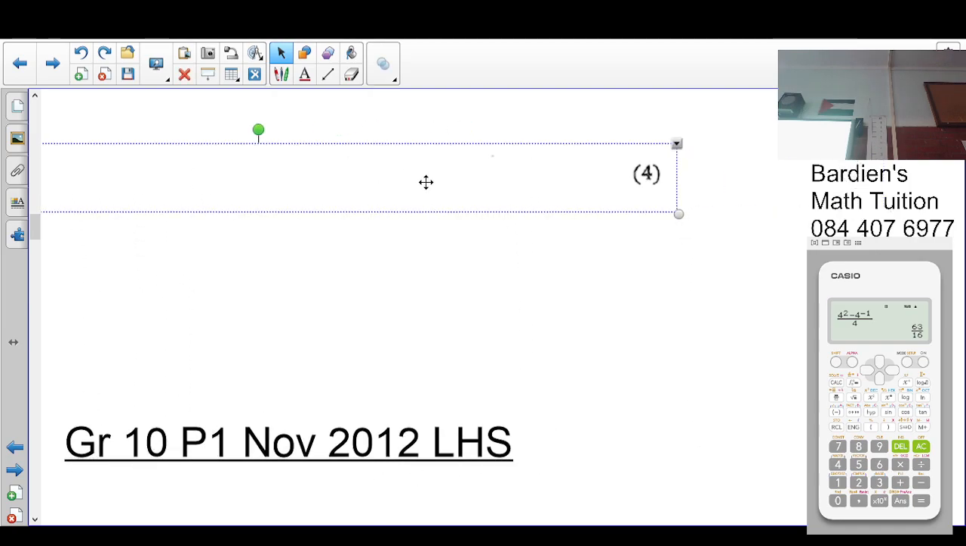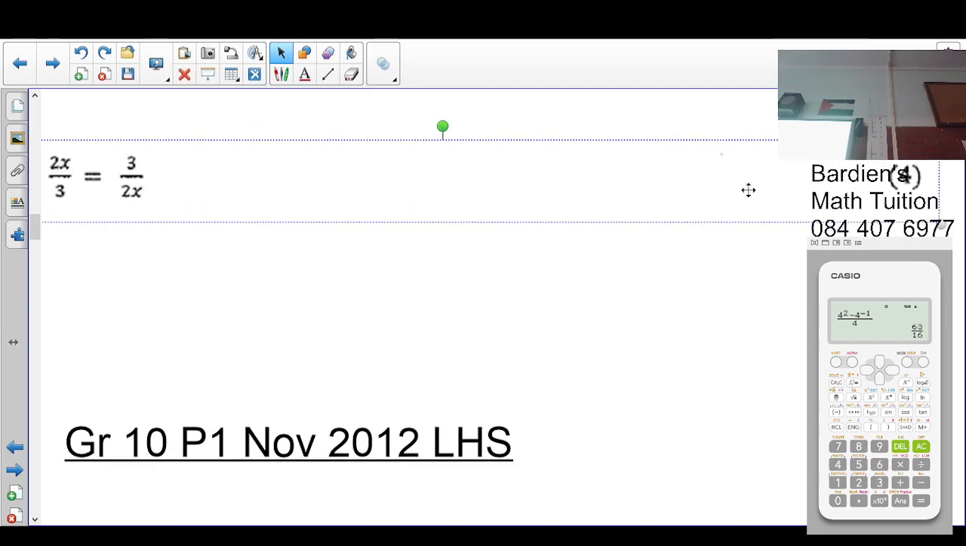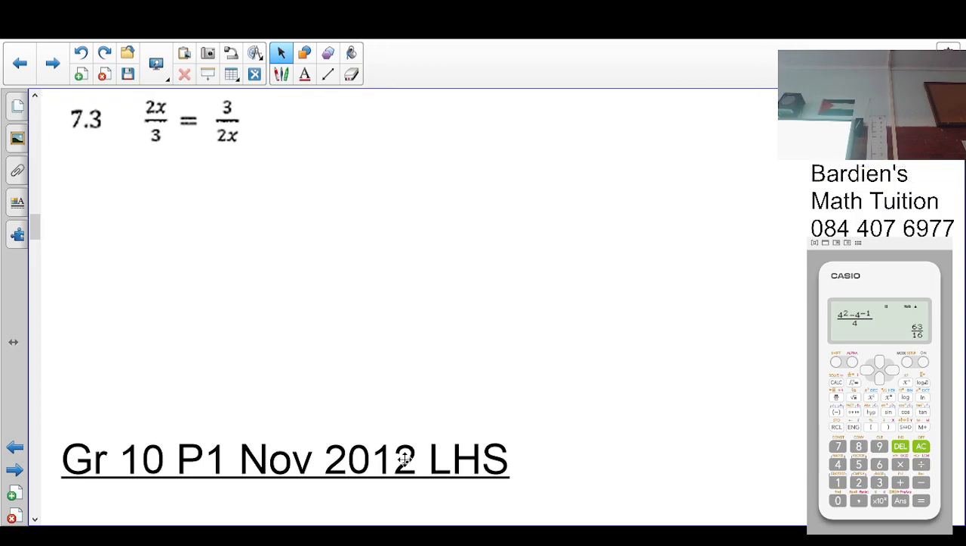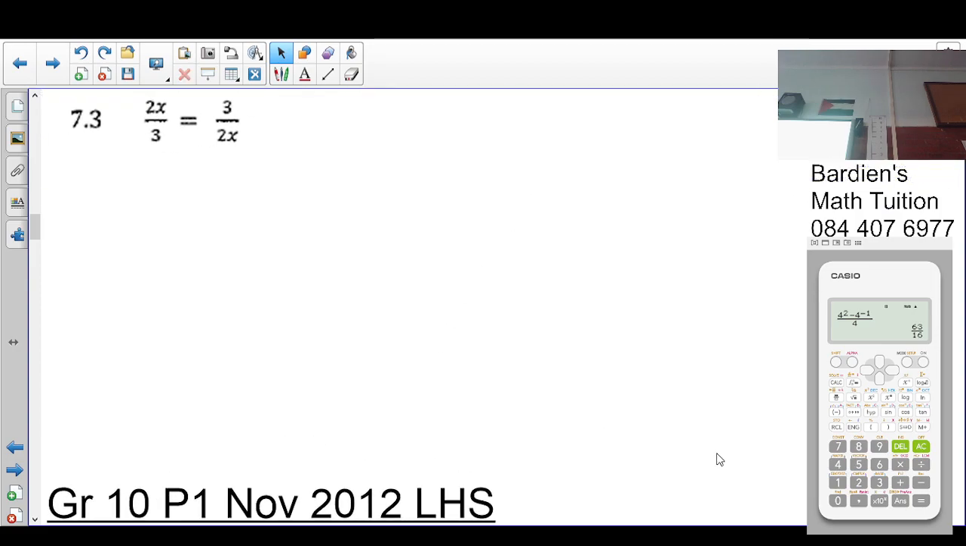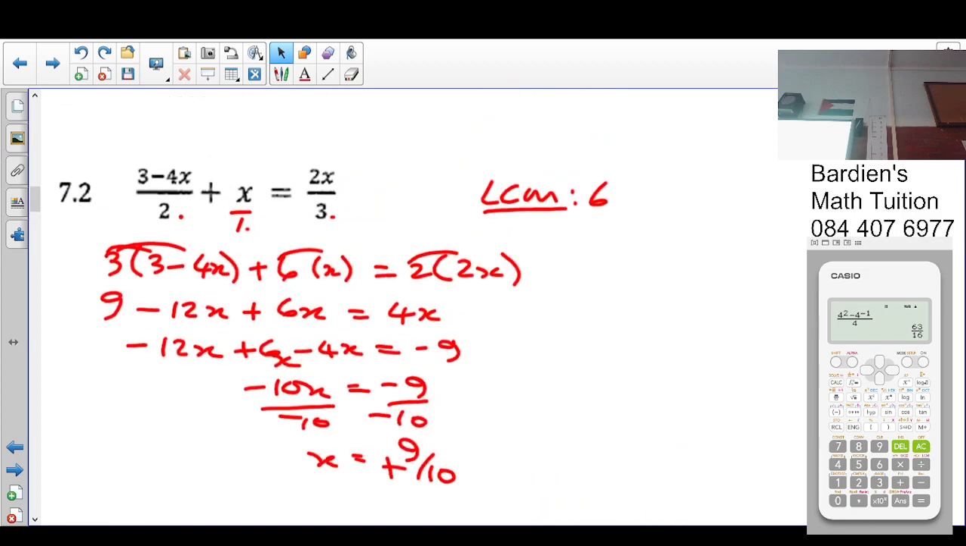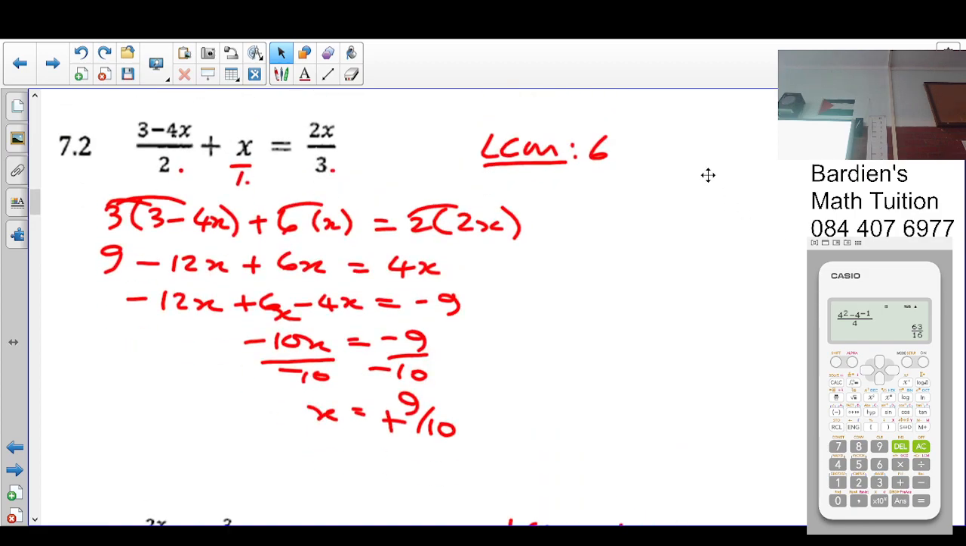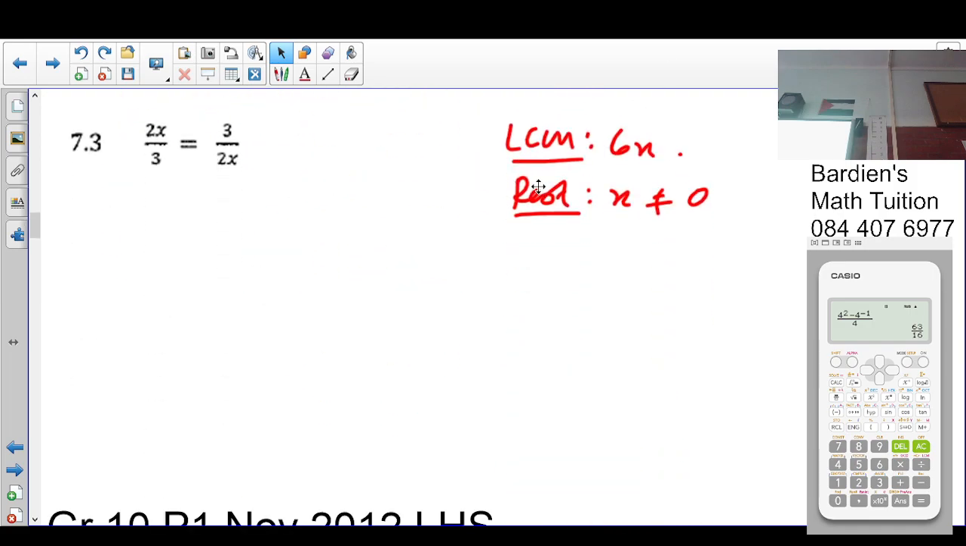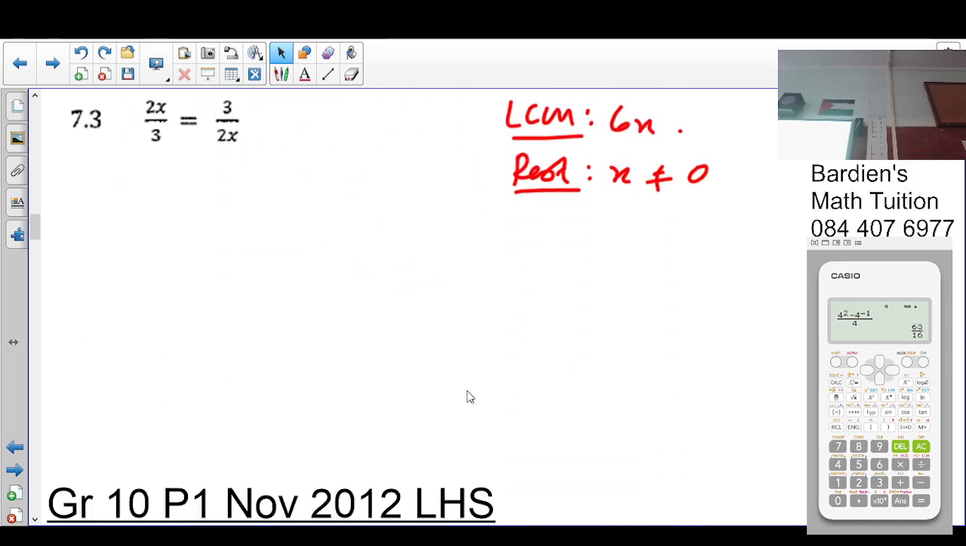Watch your LCM here. Here it comes with the restriction now. LCM is 6x. What's my restriction? X can never be equal to 0. So why didn't I have a restriction in the first case? In the previous sum, sorry, it's because there's no variable in the denominator. There's no x's and y's in the denominator. It's only when it has a variable in the denominator.